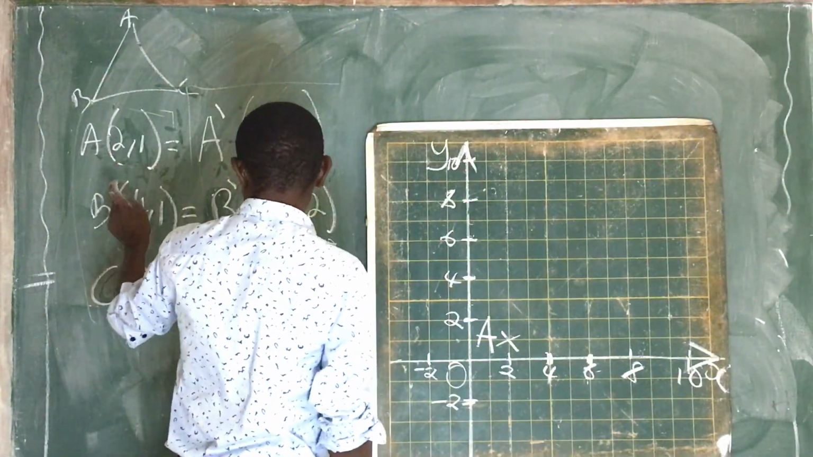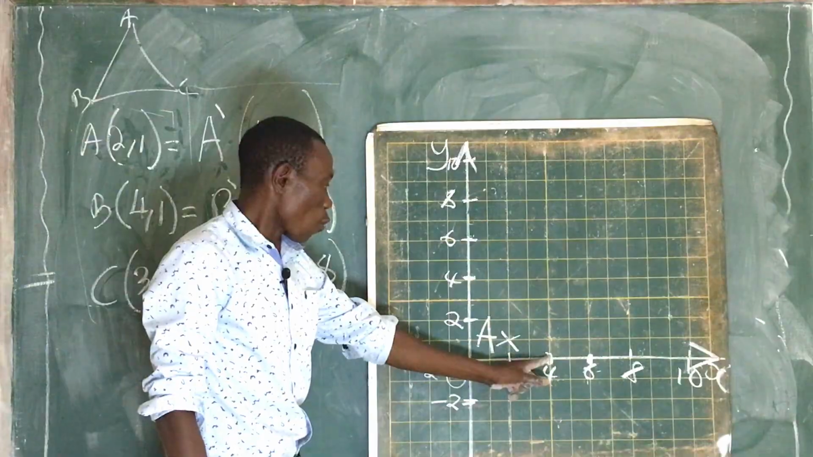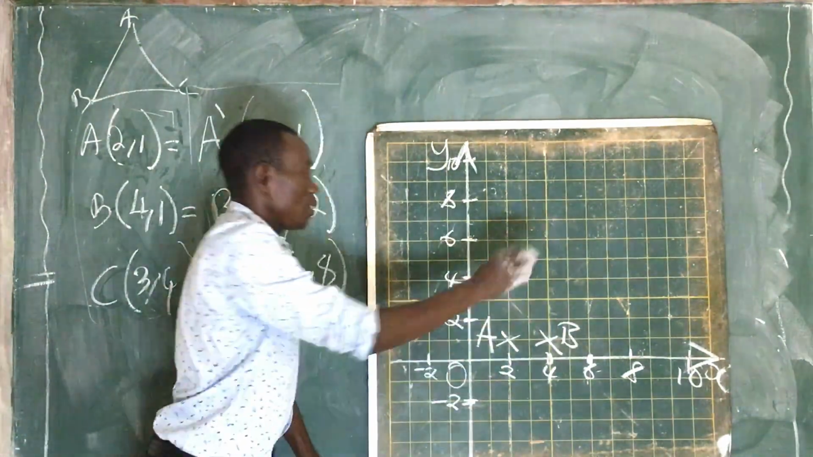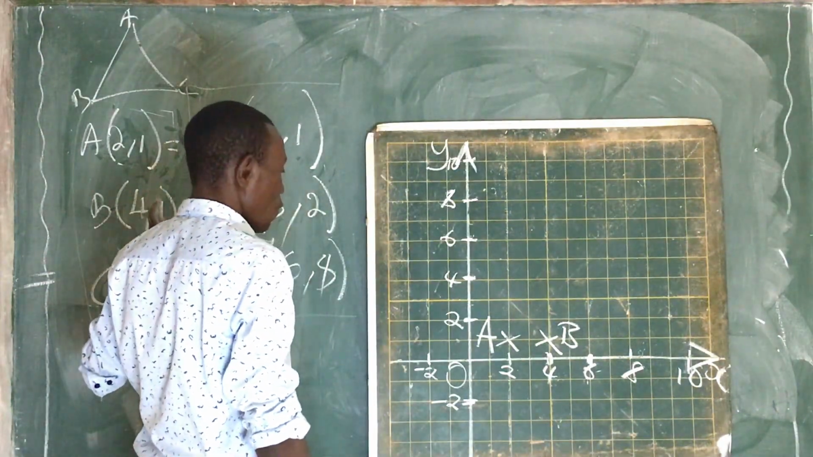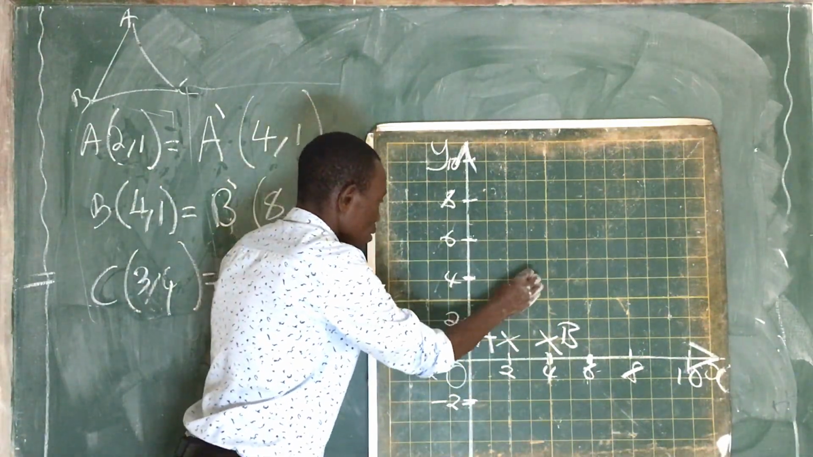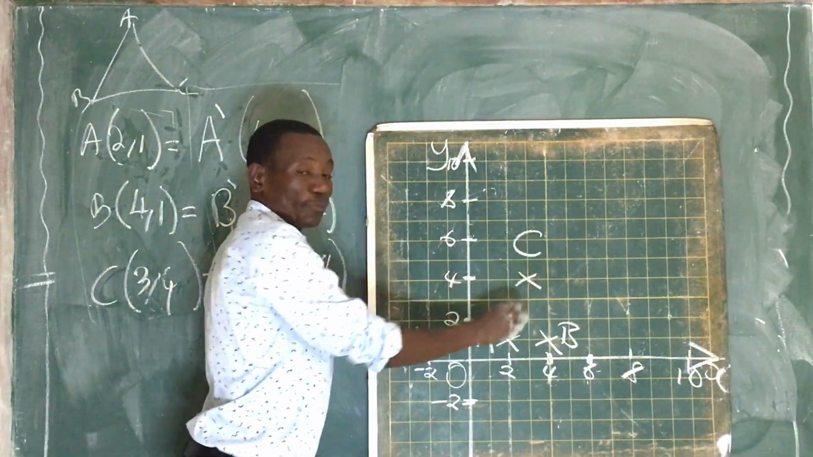And then B, (4, 1). So 4, 1 is here. This is my point B. And then (3, 4). So the 3 is here, the 4 is here. So this is another point, and that one is C.